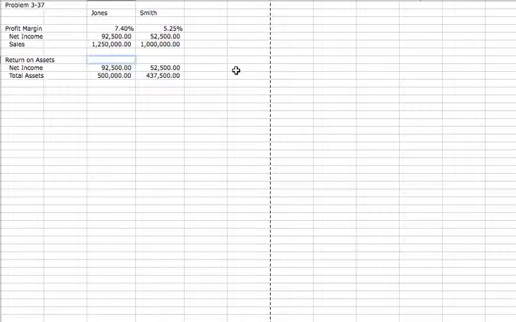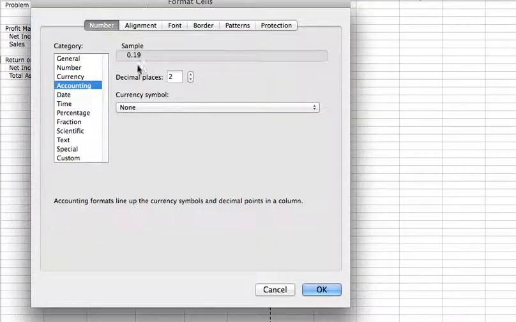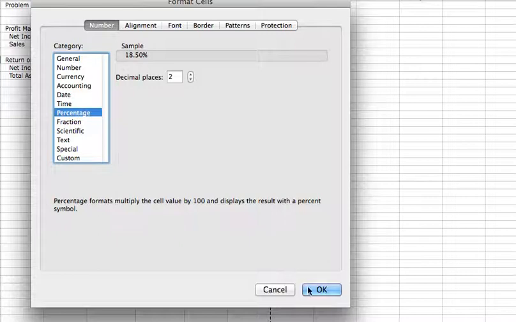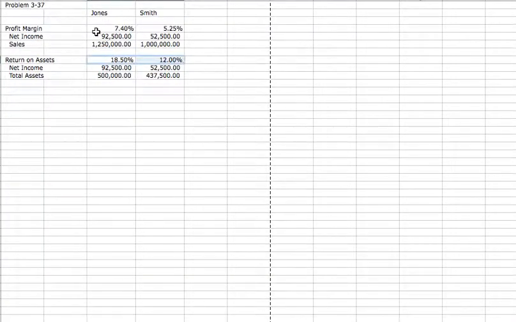it's the same thing, net income divided by assets. So let's go ahead and switch those as well to percentages. And again, you can see Jones is looking more profitable with the return on assets calculation as well. But we're still not done.